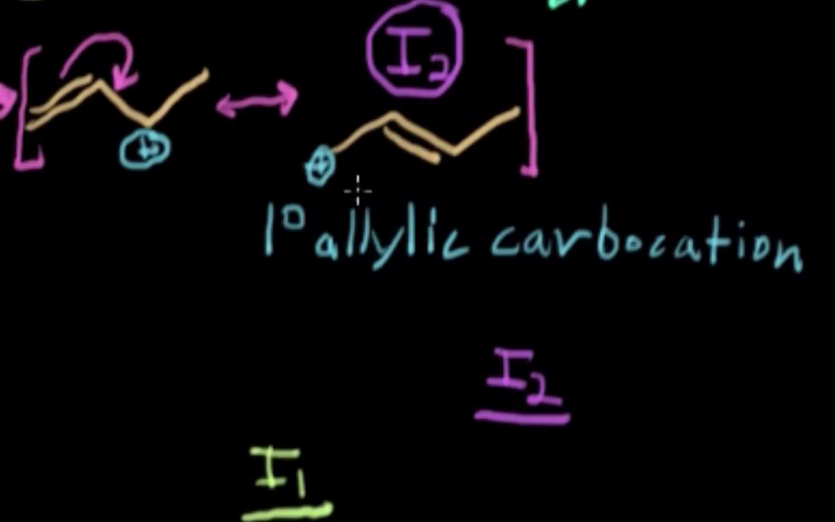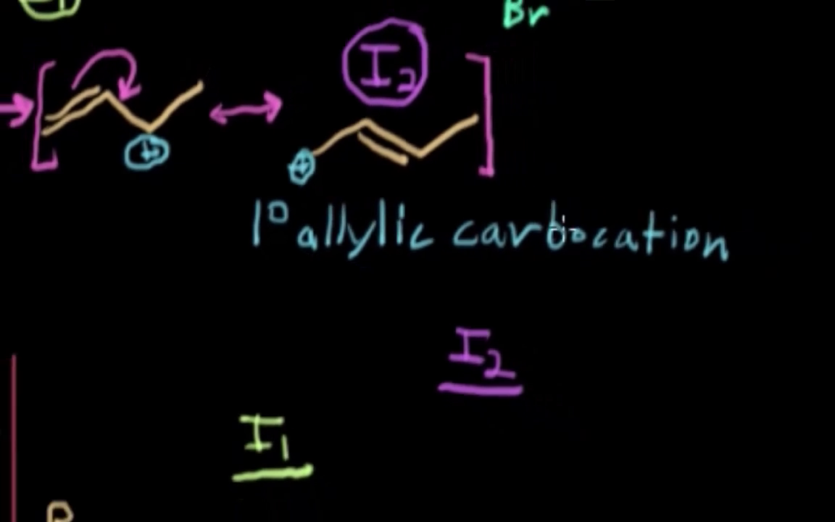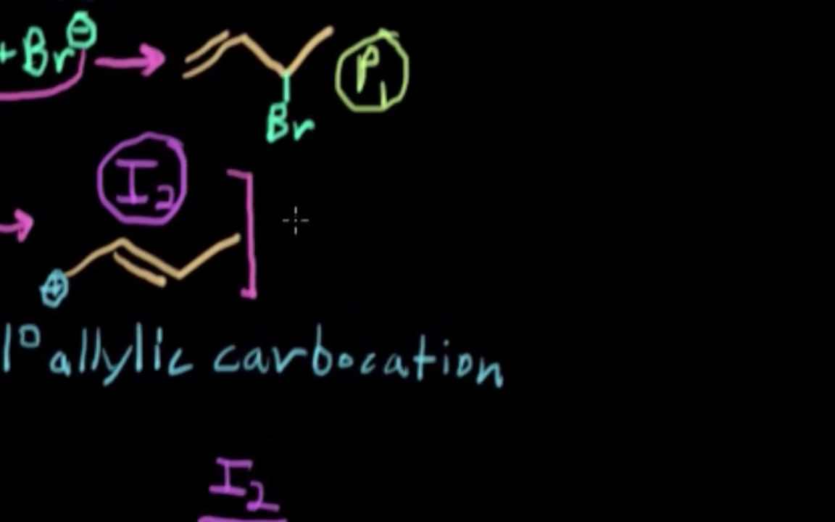And just as a point of reference, this is not just a primary carbocation, this is a primary allylic carbocation. The fact that it is 1 carbon away from the electron-dense double bond stabilizes the positive charge of the primary carbocation. If there were no double bond here, then this would really not exist. We don't have primary carbocations in nature, but we do have primary allylic carbocations. And so let's continue with the reaction.